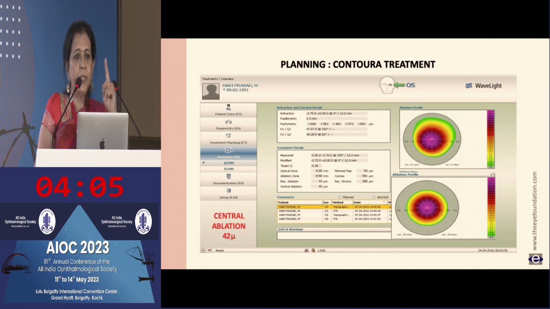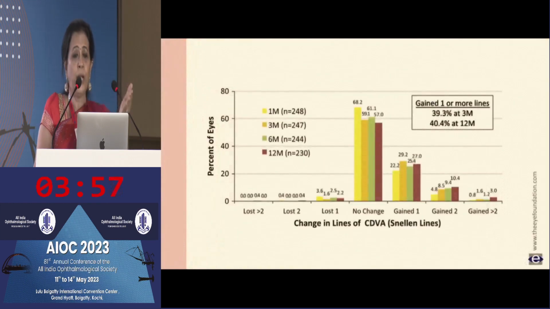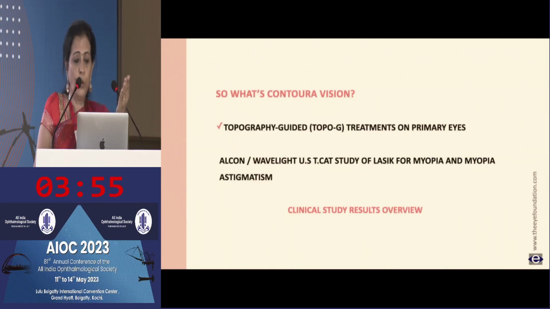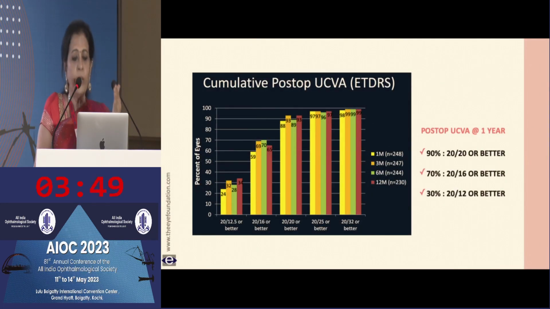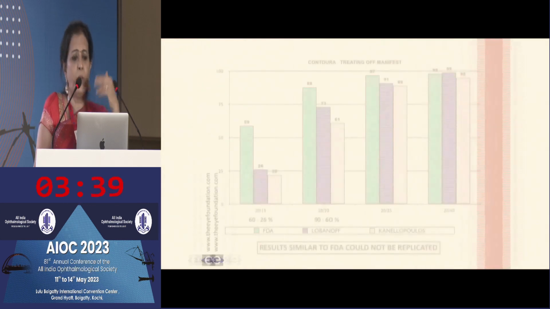So these are the ideal cases wherein you can do a contour treatment. You need to analyze the results, and Stuttling et al. found that there was a gain in visual acuity in those patients who had done a topo-guided treatment. Alcon decided to further analyze the results, and what they found was 90% of them had 20/20, but there were more who had 20/16 and 20/12. And also the quality of vision during night time and reduction in glare was phenomenal.